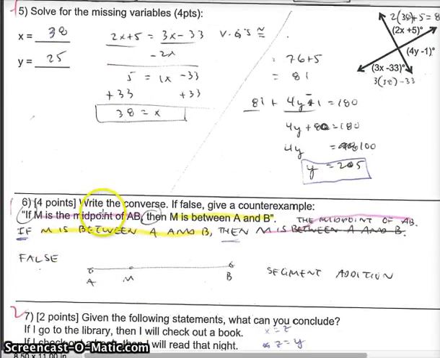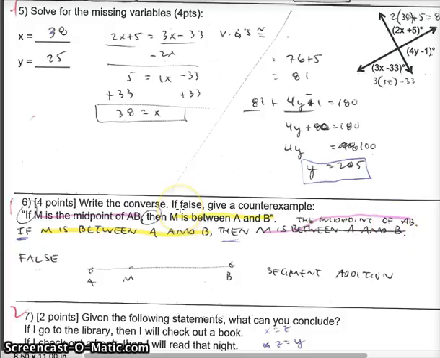Question number 6. Write the converse. If false, give a counterexample. So you have two things. First thing you do is write the converse. The converse means switching the hypothesis and conclusion. The hypothesis comes after the word if, and the conclusion comes after the word then. So I have the hypothesis in pink and the conclusion in yellow, so you just switch spots there. So if M is between A and B, then M is the midpoint of AB, so that is my converse.